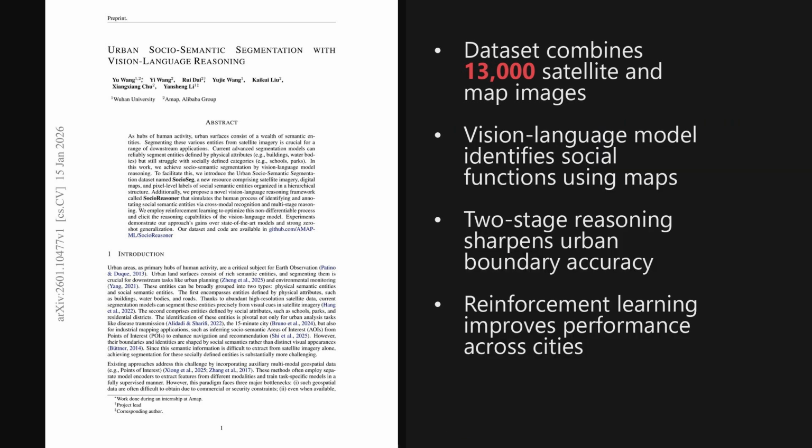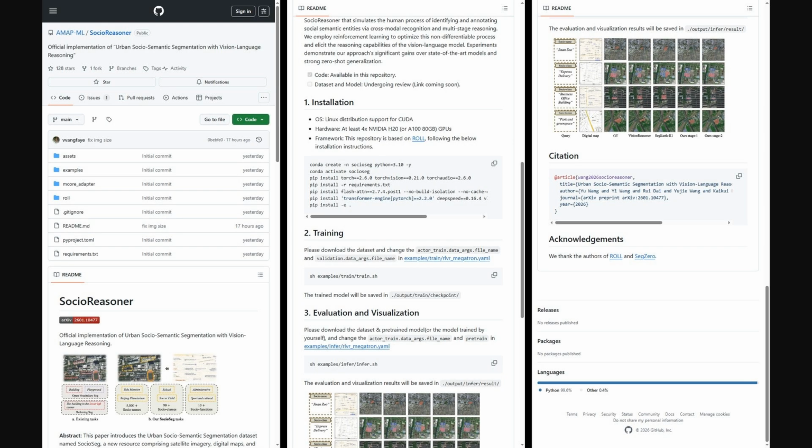I'm Alex. Today we're looking at a paper from the Hugging Face Trending List, published on January 15, 2026, just yesterday. It introduces a new framework called SocioReasoner that combines satellite imagery with digital maps to successfully segment socially defined areas, like schools and parks, which are notoriously difficult for standard vision models to identify. The paper is titled Urban Socio-Semantic Segmentation with Vision Language Reasoning. And as we'll see later, the results demonstrate strong zero-shot generalization across entirely new geographic regions. And for those interested in the implementation, the authors have shared their code on GitHub.